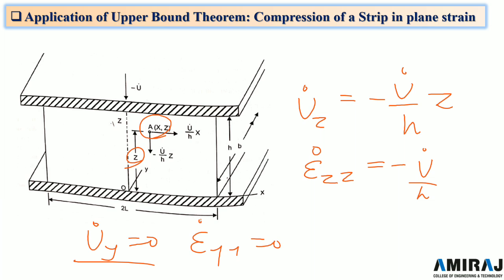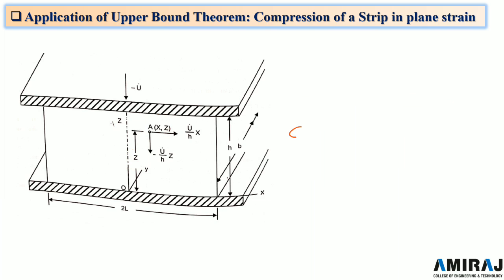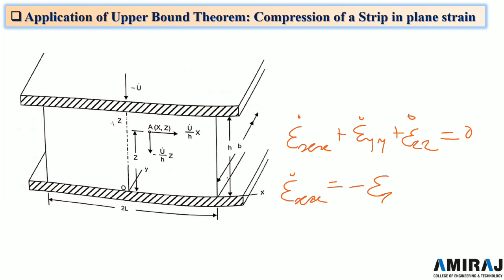Since in plastic deformation the material is incompressible, we have the xx plus yy plus zz strain rates equal to 0. Therefore, the epsilon xx is equal to minus epsilon zz, which is equal to u dot by h, and the particle velocity in the x direction may be obtained by integrating the above equation.